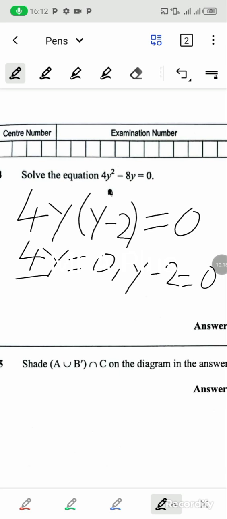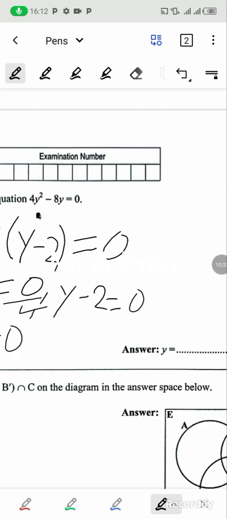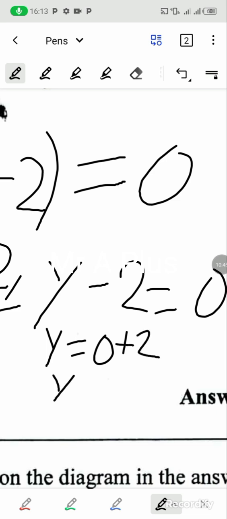For this one, we are going to say over 4 for us to remain with y this side. Even here, over 4. So y is equals to 0, because 4 into 0 is 0. Then we come to the other one. We have y minus 2 equals 0. Then the 2 goes to the other side and it will be a plus. So y is equals to 2.